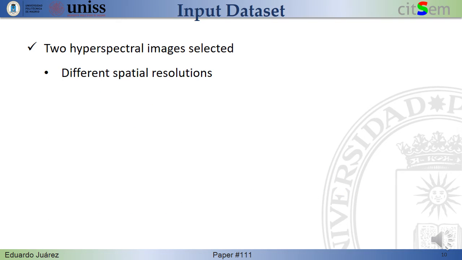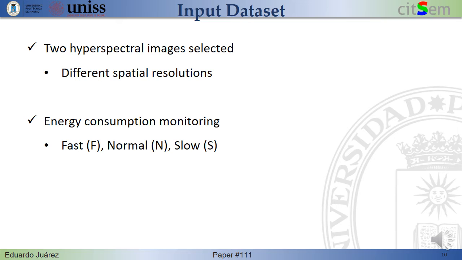Two images with different spatial resolutions have been selected to assess all methodologies. Regarding the validation of the energy consumption monitoring methodologies, three different working modes, fast, normal, and slow, F, N, and S, have been considered to allow different levels of MPPA resource activity, which translate into different performance requirements.